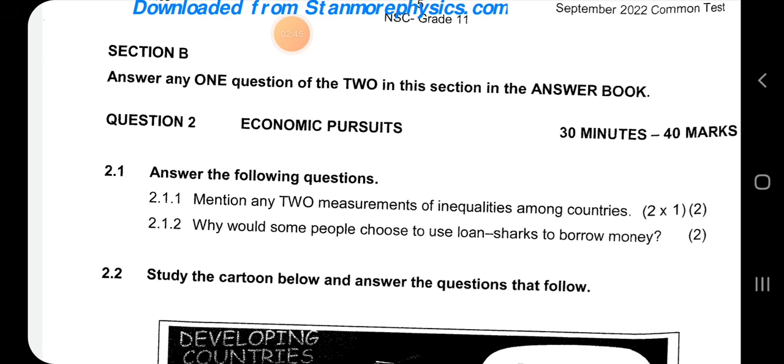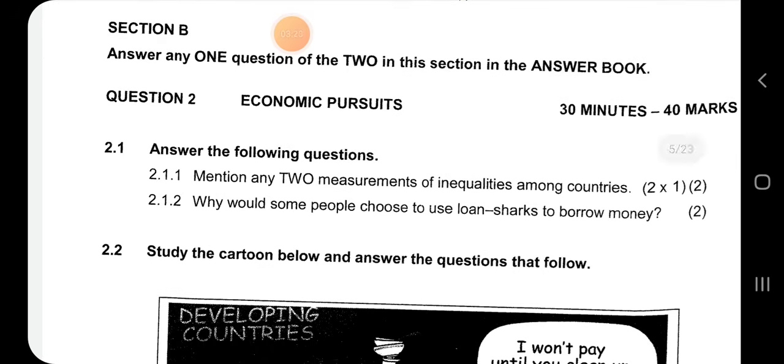So 2.1.2 says, why would some people choose to use loan sharks to borrow money? Who are loan sharks? It's probably a woman next door, a man in the same street as you. You just tell them, hey, I need 500 rand, I'll bring it month end, and they tell you the interest is 40% or 30%. They usually charge high interest rates compared to other financial institutions like banks. So why is it easy for people to go there? Why do they prefer loan sharks to borrow money? So that is how you answer this question.